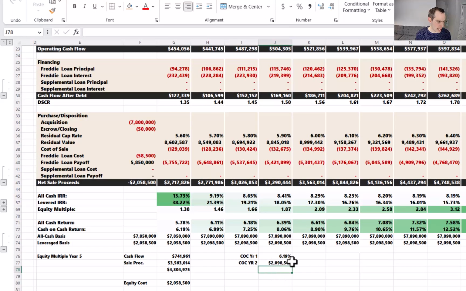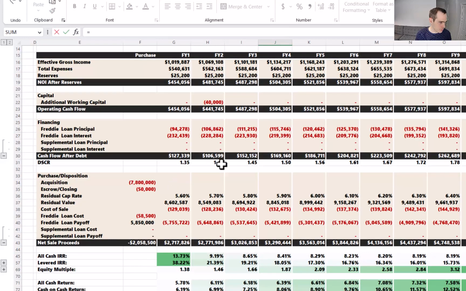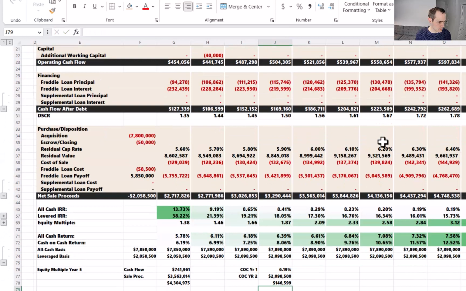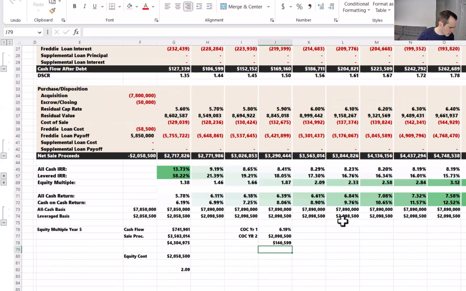And then for our cash flow, we would take our cash flow after debt service, which is $105,599. But then we need to subtract out that $40,000, which gets us to 146,600. And then we'd just take that, the cash flow divided by our new denominator. We get a cash on cash return of 6.99%. What's nice about the cash on cash return is there's no need to speculate on things out of your control, such as a residual cap rate that's highly dependent on the capital markets, interest rates, what the Fed's doing.